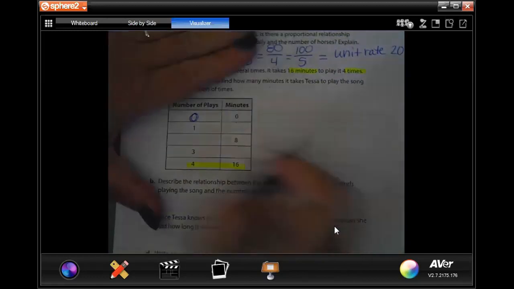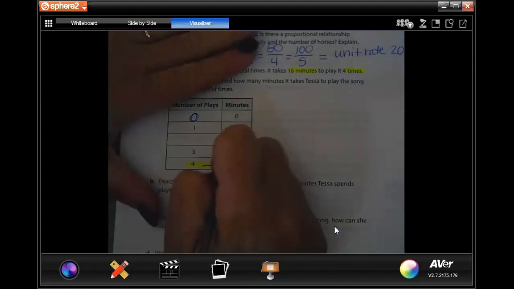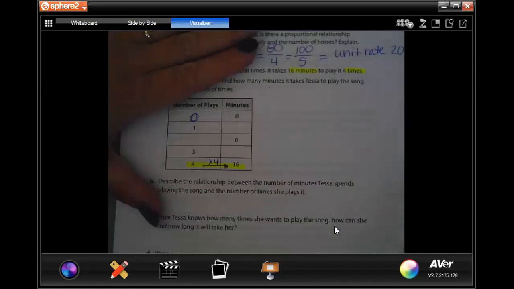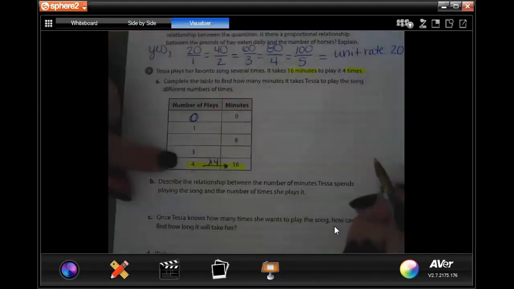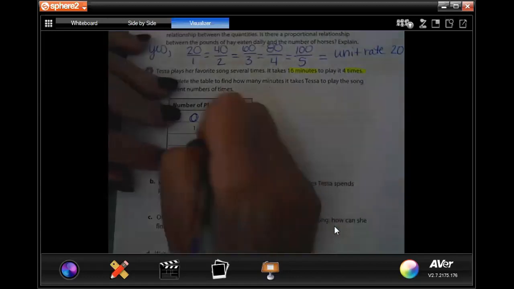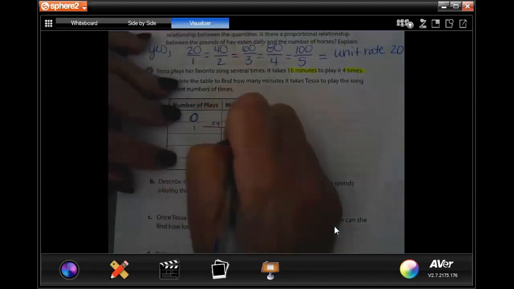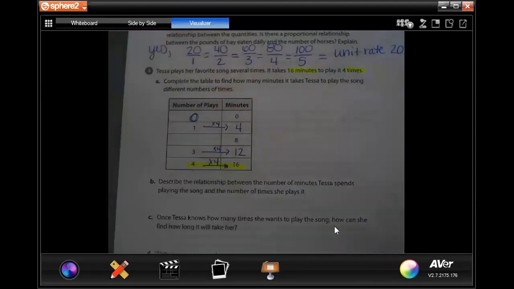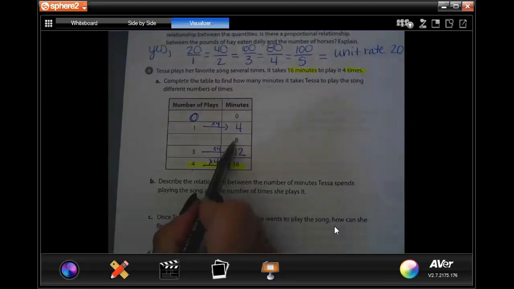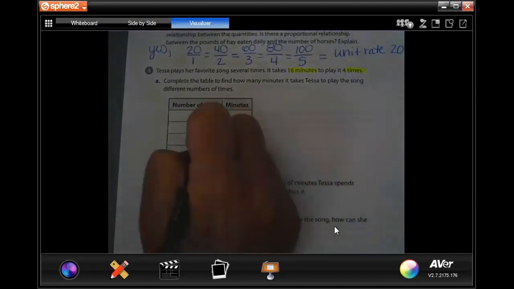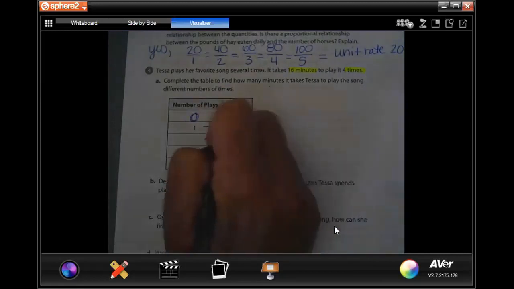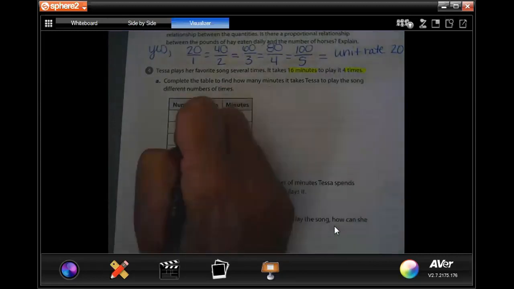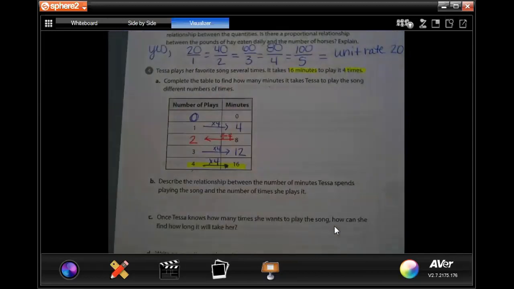So you ask, what do you do to 4 to make it 16? You multiplied it by 4. So therefore, let's fill in the rest, knowing that information right there. So 1 times 4 is 4. 3 times 4 is 12. Now this one says we listened to the song for 8 minutes. How many times did we play it? Well, we work backwards. We're not going to times it. We divide by 4. So it looks like we listened to it 2 times.